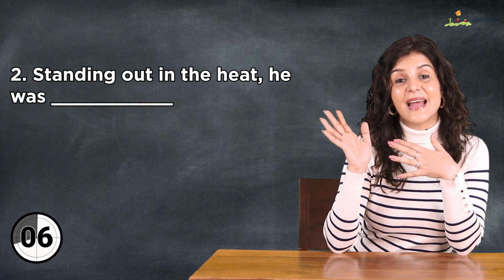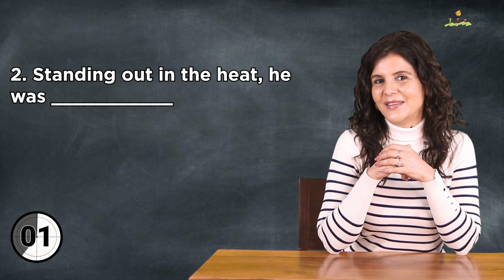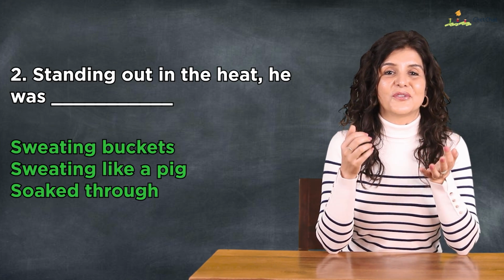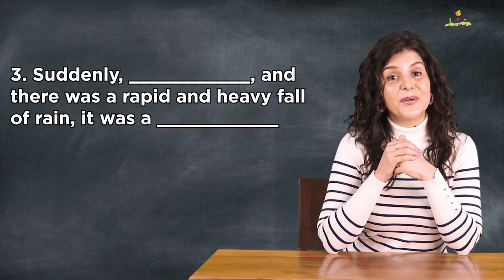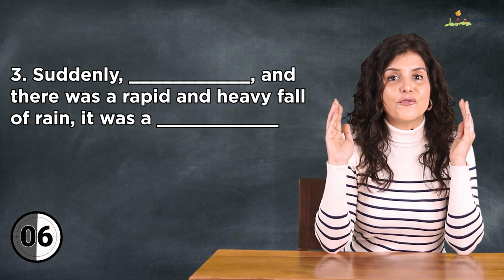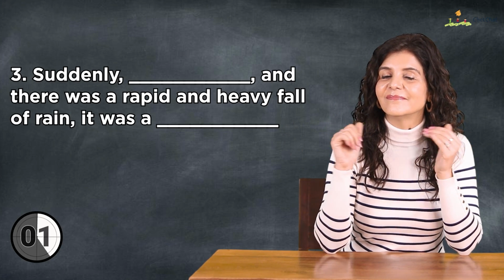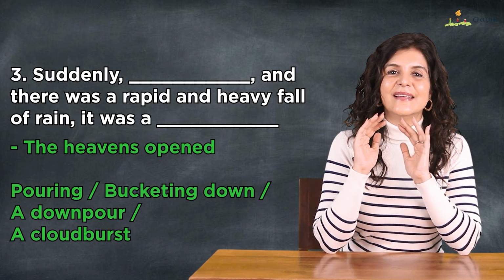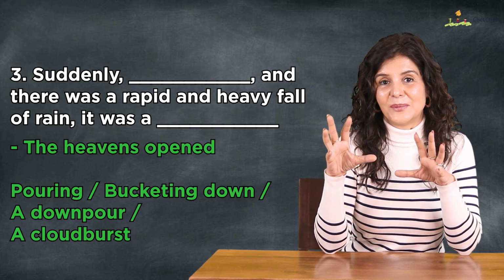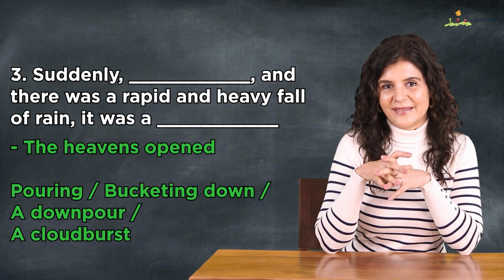Next question. Standing out in the heat, he was? You could use any of these: sweating buckets, sweating like a pig, or soaked through. Question number 3. Suddenly, dash, and there was a rapid and heavy fall of rain. It was? For the first blank, we could say, suddenly the heavens opened. And for the second blank, you could use any of these words: pouring, bucketing down, a downpour, a cloudburst.